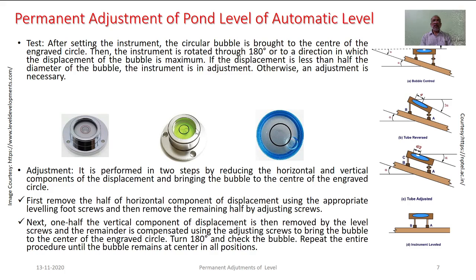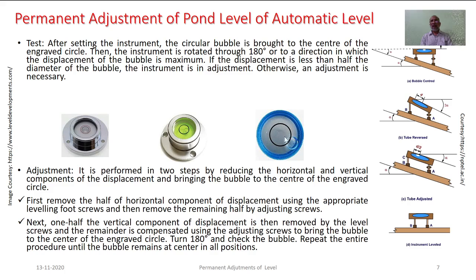Now, here it is quite probable that the bubble could be shifted through some small divisions, but still it could be lying in this particular engraved circle. So, if it is so, we can assume that the given position indicates the level is in level condition. However, if the bubble is shifted the way I have shown here, we have to perform the adjustment.